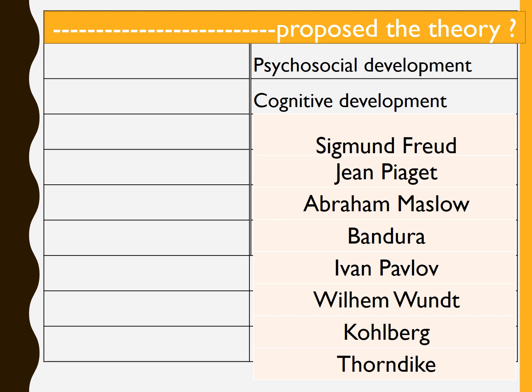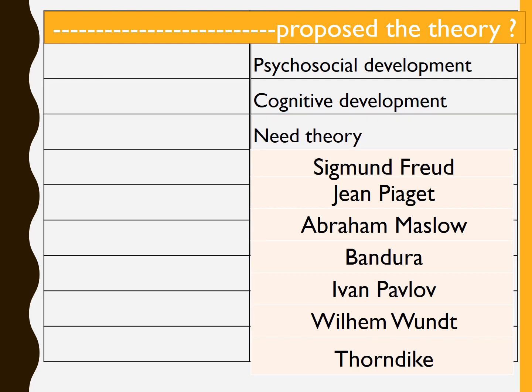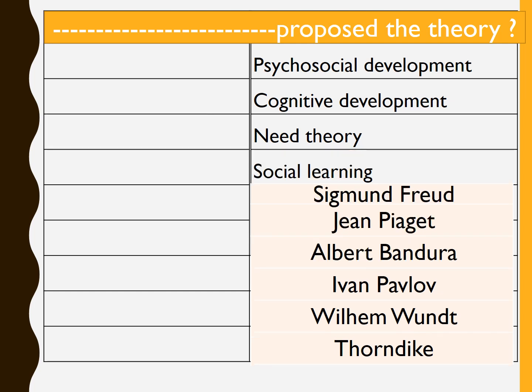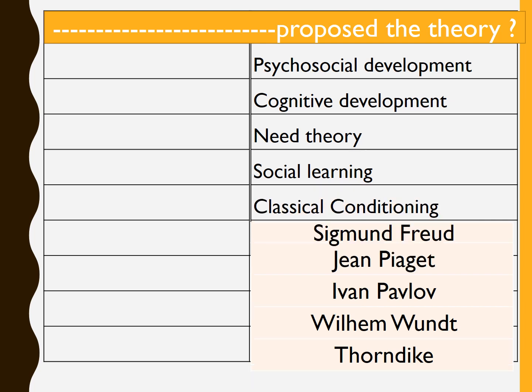Next, the theory of cognitive development is proposed by, and the options are Sigmund Freud, Jean Piaget, Abraham Maslow, etc. And the answer is Jean Piaget. Third one, who proposed the need theory? Answer is Abraham Maslow. Next, the theory of social learning is proposed by, and the options are Sigmund Freud, Jean Piaget, Albert Bandura, Ivan Pavlov, etc. And the answer is Albert Bandura.